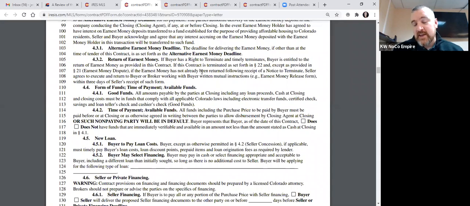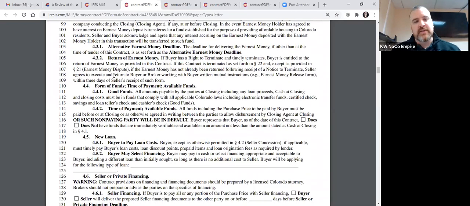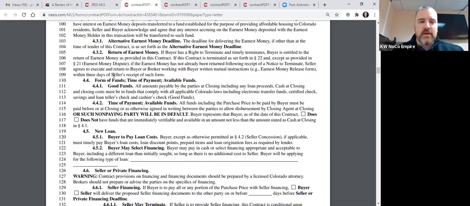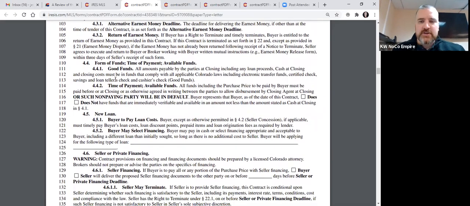If the buyer terminates and they have an actual right to terminate, buyer's entitled to a return of their earnest money, unless there, of course, is an earnest money dispute. Then the earnest money, if it's not already been returned following receipt of that notice to terminate, seller agrees to provide written mutual instructions within 3 days. So that doesn't change. That's the same as the contract to buy and sell. Okay. Good funds, similar to contract to buy and sell.